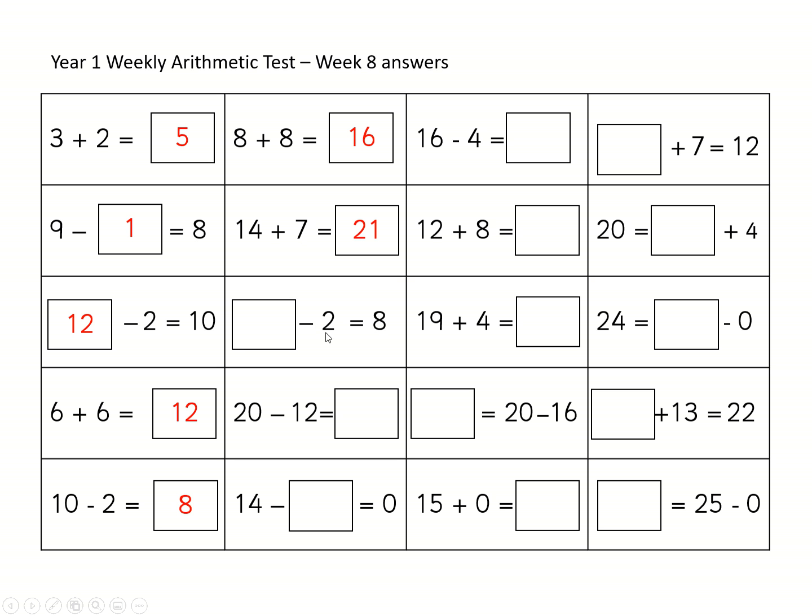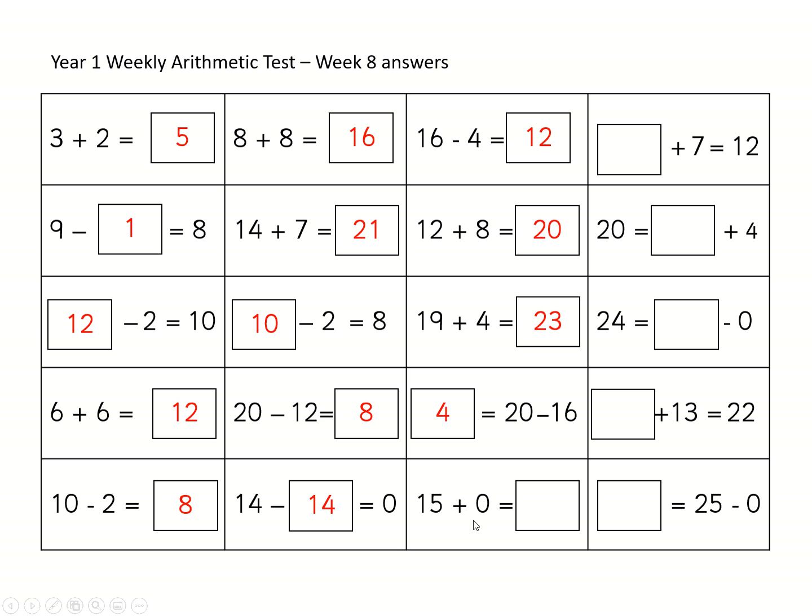14 plus 7 is 21. Something minus 2 equals 8 is 10 minus 2. And then 20 minus 12 is also 8. 14 minus something equals 0. Well, you know that when you subtract something from itself, you get 0, so it's got to be 14. 16 minus 4 equals 12. And 12 plus 8, another number bond to 20, makes 20. 19 plus 4, you'd start at 19 and count on, so that's 23. 20 minus 16, doesn't matter which way it's written, that's going to be 4.